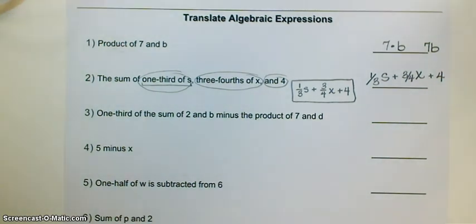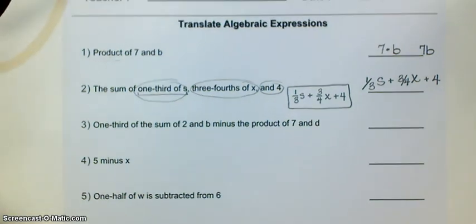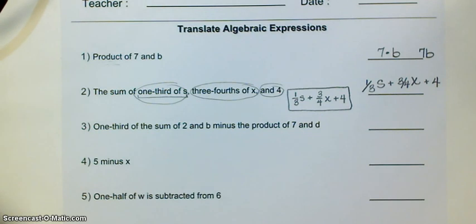Okay, 1/3 of the sum of 2 and b minus the product of 7 and d. Okay, so they can get quite complicated. I'm going to give you some of these, and you can just practice on your own. But you'll need to have that skill solidified so that when you start looking at word problems, you know what to do.